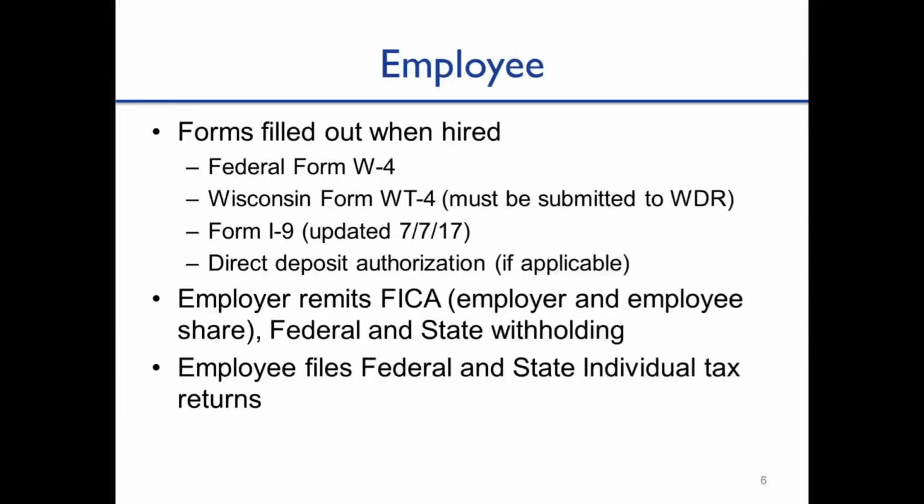An employee, you need to have some forms on file. For federal, form W-4, list how many allowances they want. Wisconsin W-T-4, and the W-T-4 must be submitted to Wisconsin Department of Revenue. For Minnesota, it's the W-4 Minnesota form. I-9, make sure you are using the correct form. This form has been updated as of July 7th, 2017. So for any new hires after that date, you should have a new I-9 on file for them. And if you are doing direct deposit, you should have a direct deposit authorization from your employee.